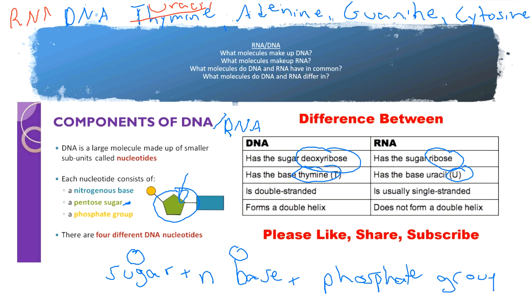Another difference is that DNA is double-stranded while RNA is single-stranded. So it means that DNA forms a double helix and RNA does not form a double helix. Okay?